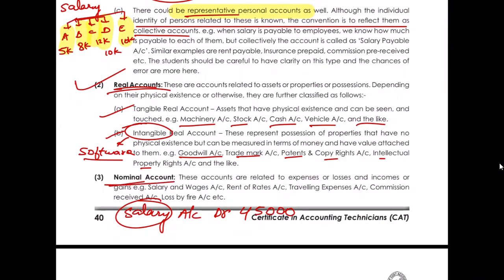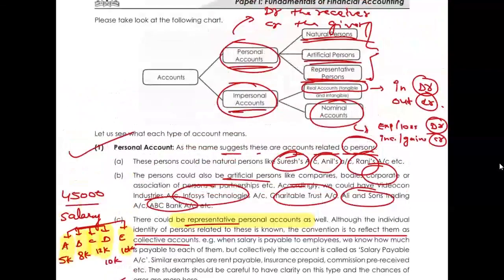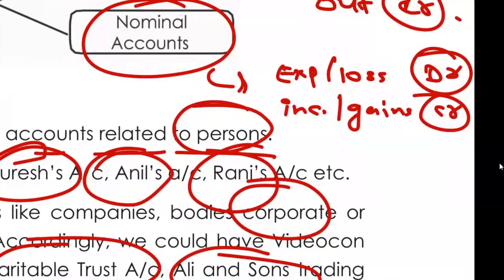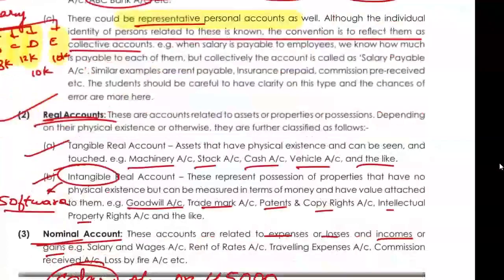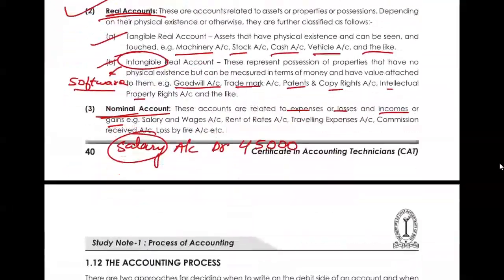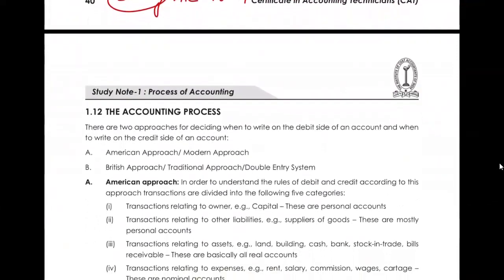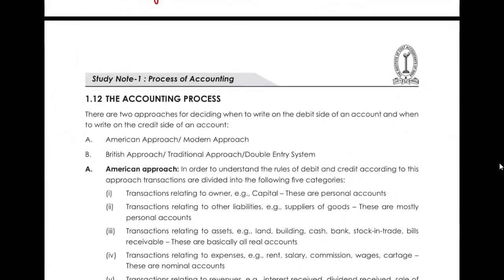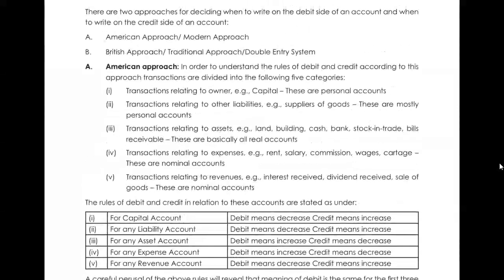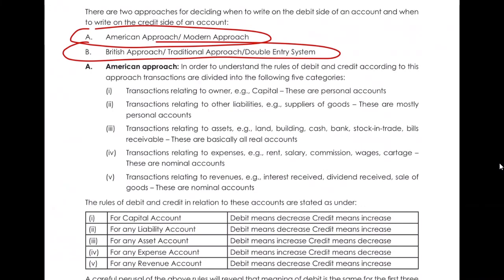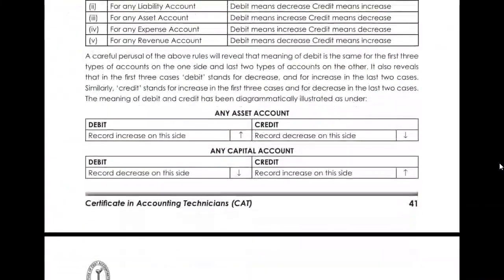And lastly, we have the nominal accounts. Nominal accounts are your expenses or losses and income or gains. So in nominal account, what we do? We debit the expenses and losses, we credit the gains and income. Now everybody is well aware about these terminologies. So now we have two approaches. One is the American approach, or the modern approach, and one is the British approach, or I could say the traditional approach or the double entry system. I will go to the American approach later on. Let's first see the British approach.